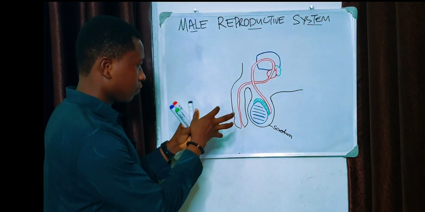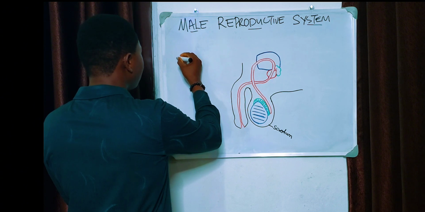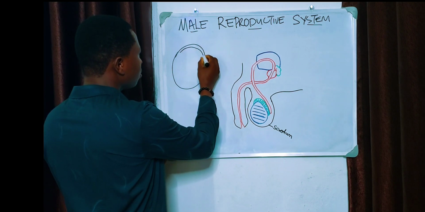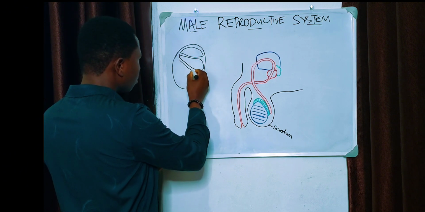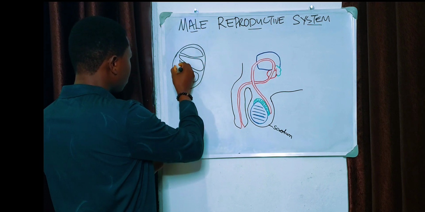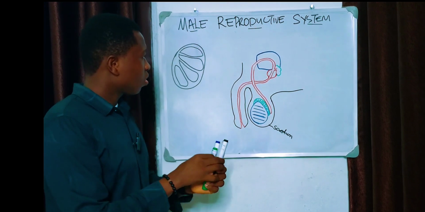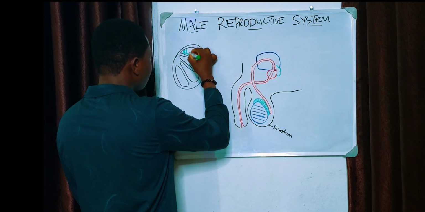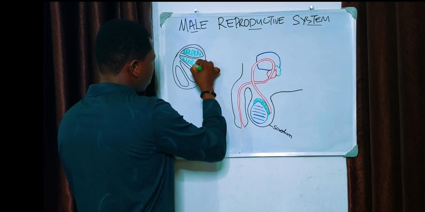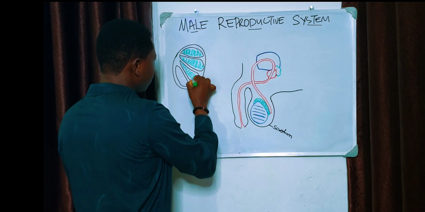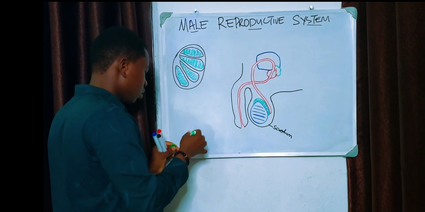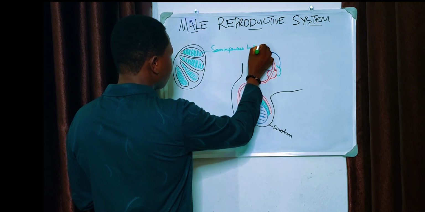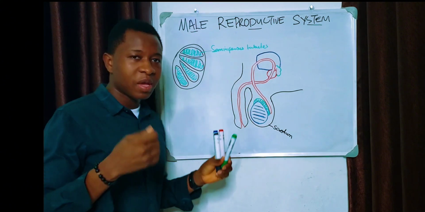Let's magnify the structure of the testis and look at the components. The testis has a structure with different lobes, or compartments, and these compartments contain tubules that are convoluted. Those convoluted tubules are called the seminiferous tubules. It is in the seminiferous tubules that sperm is produced.